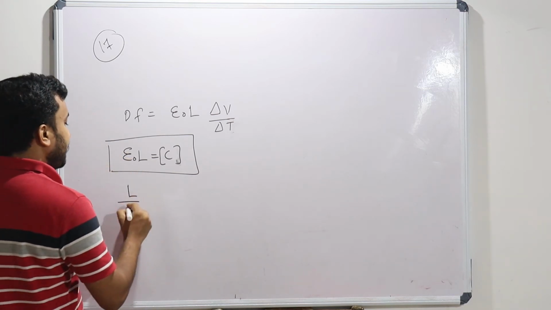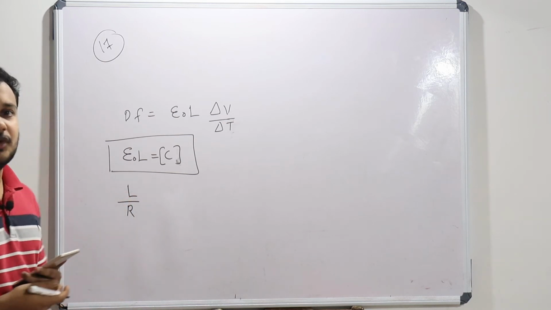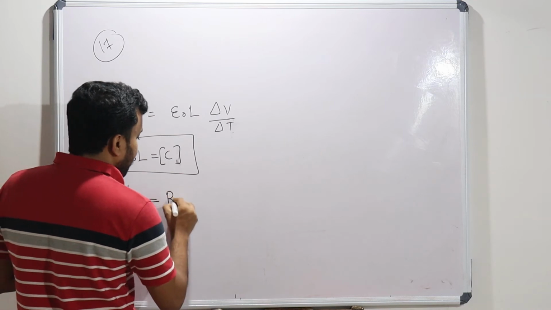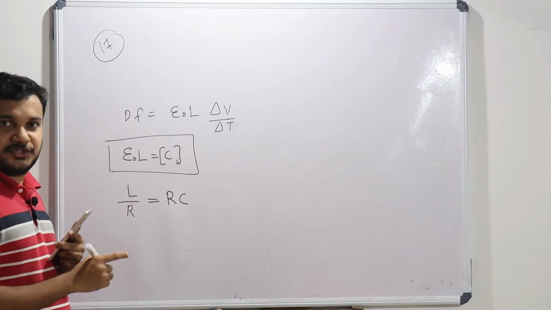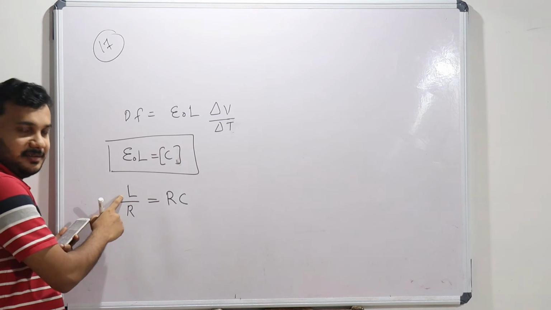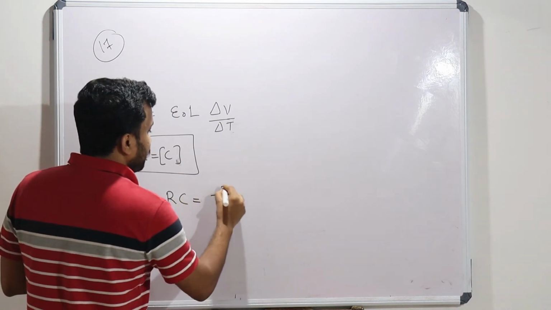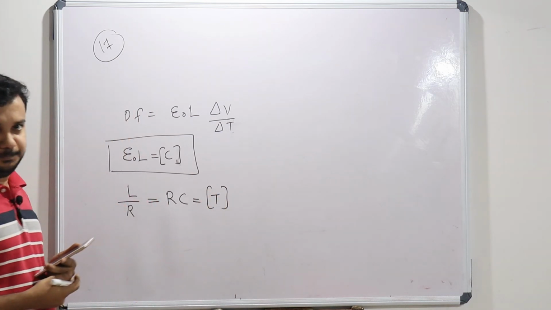L divided by R, where L is called inductance, or this is equal to RC. Okay, R is the resistance, you know. L is called inductance. Here R is the resistance, C is the capacity. This will have the dimension formula of time period.